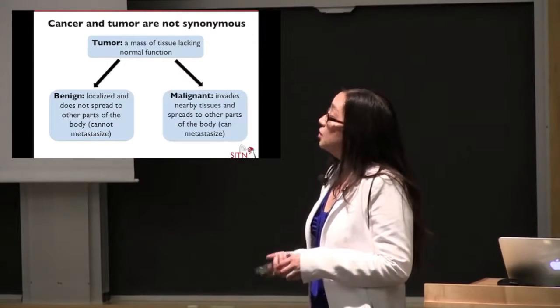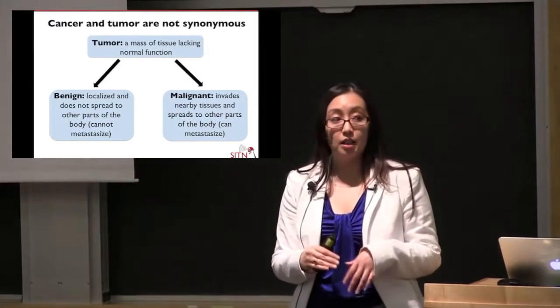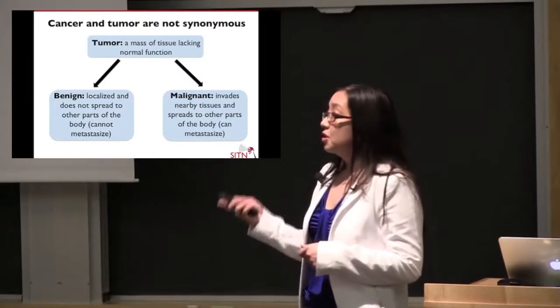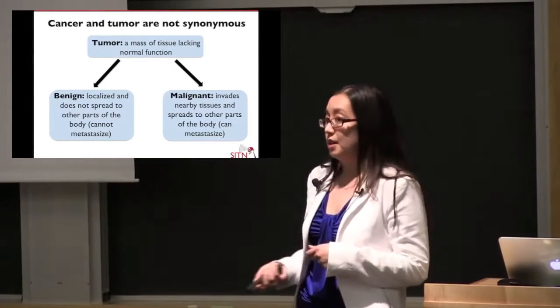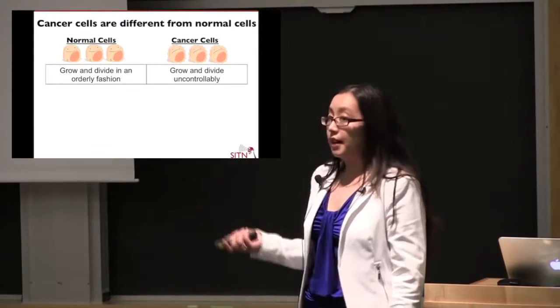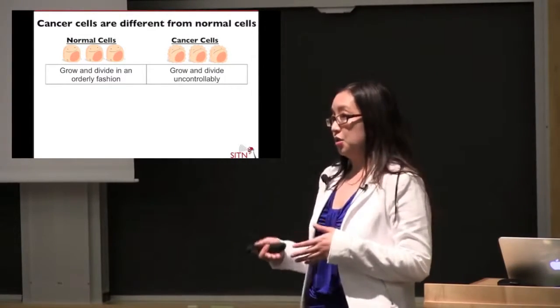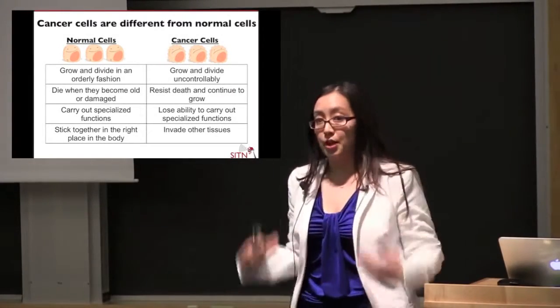Our second class of tumors are malignant tumors, and these are ones that have the potential to invade nearby tissues and also spread to other parts of the body. And so when we're talking about cancer, we're actually talking about malignant tumors and not benign tumors. So normal cells grow and divide in an orderly fashion, whereas cancer cells grow and divide uncontrollably. But cancer cells have the potential to invade other tissues and spread throughout our bodies.